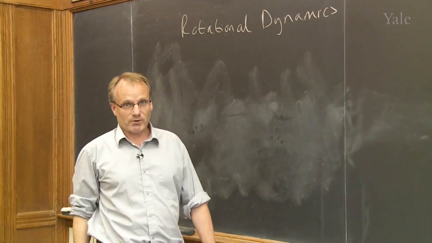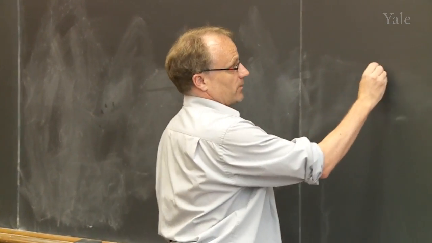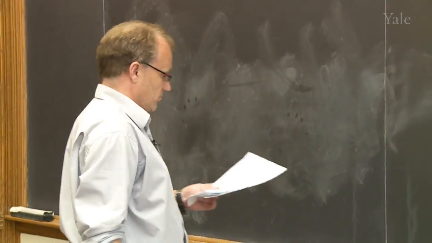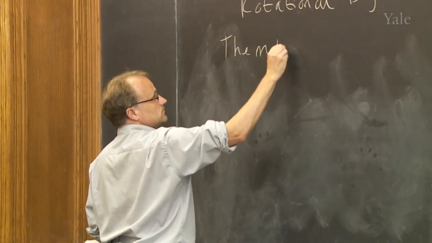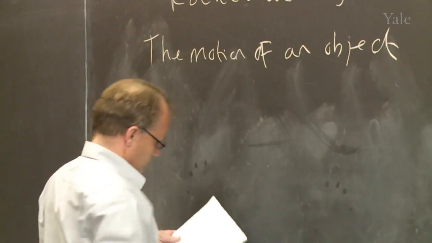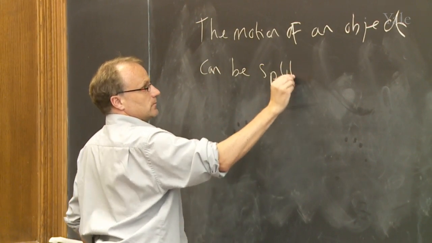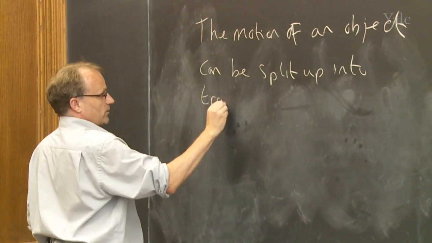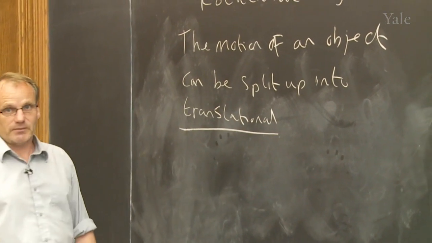So instead of looking at the dynamics of linear or translational motion, which would be motion in a straight line, that could of course be any one of three straight lines, we're going to be looking at rotational motion. The motion of an object can typically be split up into a translational component. By translational, I mean in a straight line.